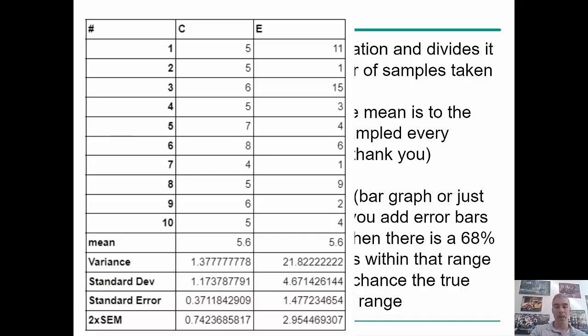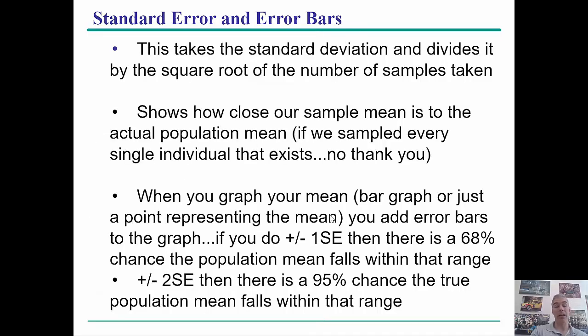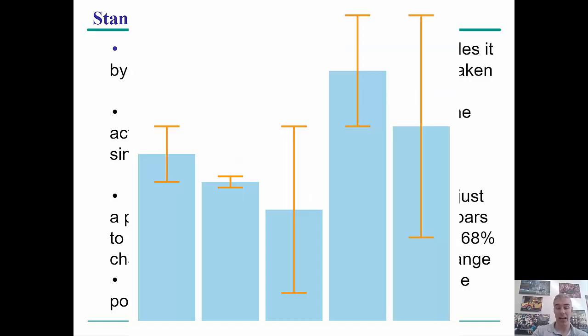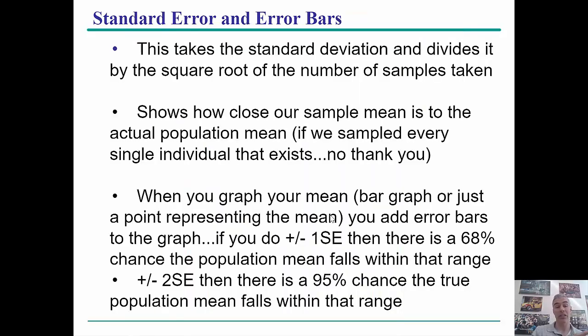Okay. When we graph our mean, you can do it with bar graphs. It can be on points, right, for line graphs, and we'll talk about that. You can add error bars. And error bars are plus or minus. If you do plus or minus 1 standard error of the mean, there's a 68% chance the population mean falls within that range.